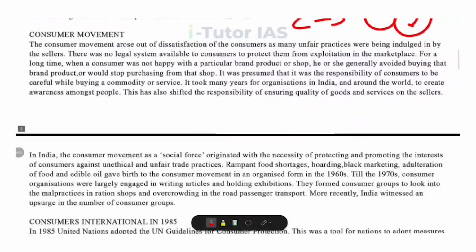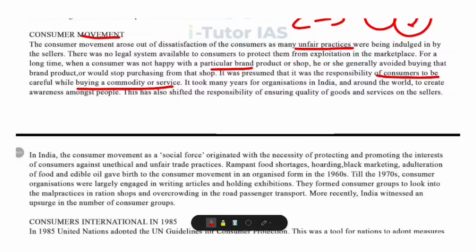Now, consumer movement. The consumer movement arose out of dissatisfaction of the consumers as many unfair practices were being indulged in by the sellers. There was no legal system available to consumers to protect them from exploitation in the marketplace. For a long time, when a consumer was not happy with a particular brand, product, or shop, he or she generally avoided buying that brand or product or would stop purchasing from that shop. It was presumed that it was the responsibility of the consumer to be careful while buying a commodity or service.